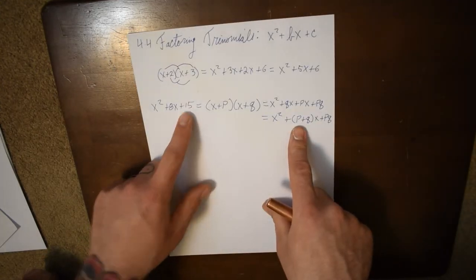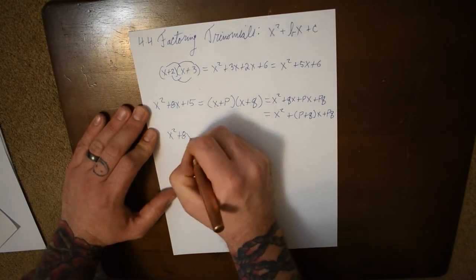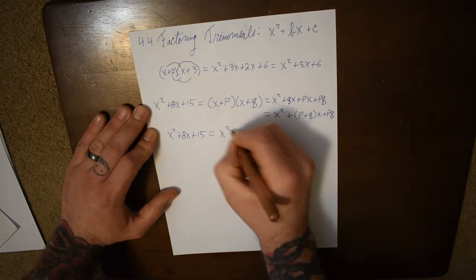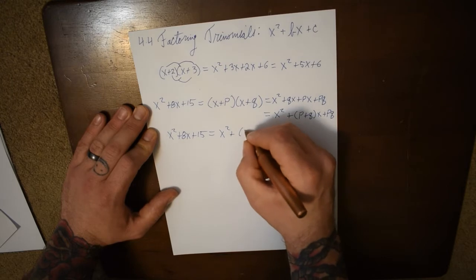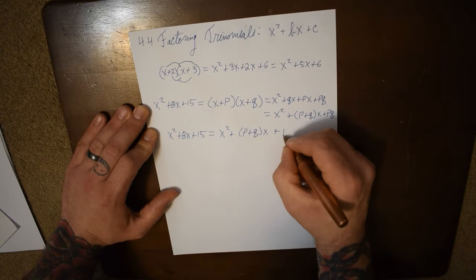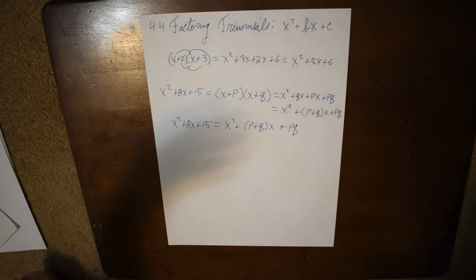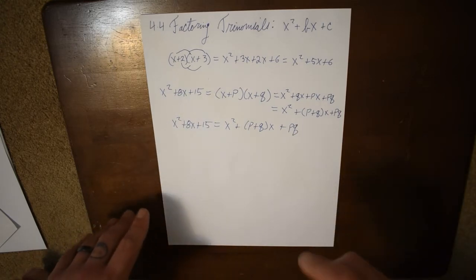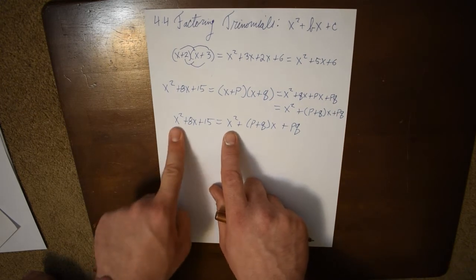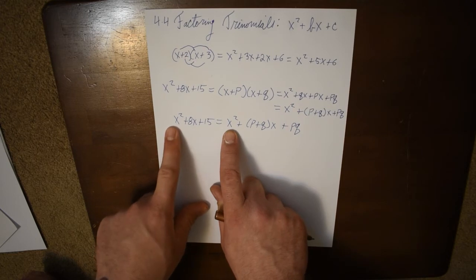And so now take a look at what we have. We want x squared plus 8x plus 15 to be equal to x squared plus p plus q x plus p q. And so at this point, we use a method called comparing coefficients. That means the number of x squareds that we have on the right has to equal the number of x squareds we have on the left, which it does. We've got 1x squared over here and 1x squared over here.